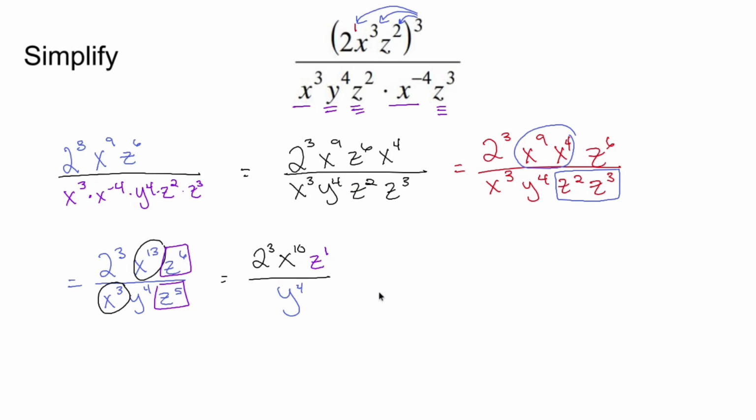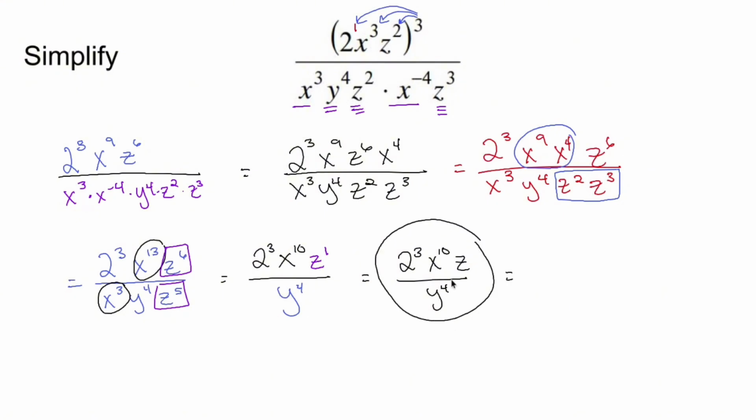So let's clean this up a little bit, and I'm going to write this out 2 different ways because it all depends on your teacher and how they accept this. 2 to the third can stay 2 to the third for now. X to the 10th is x to the 10th. Z to the invisible 1 we'll just call z. Y to the 4th is y to the 4th. Many teachers would be like, that's perfectly fine.